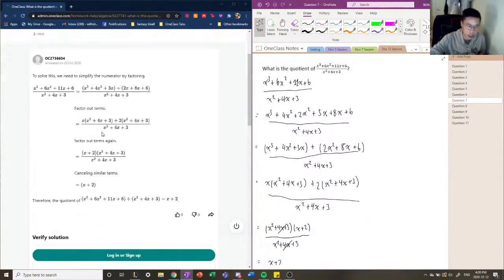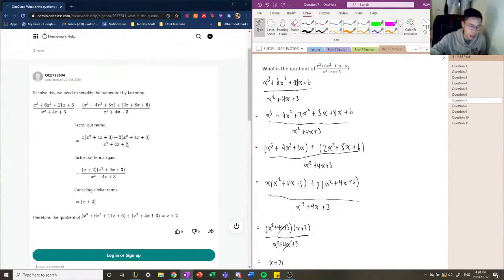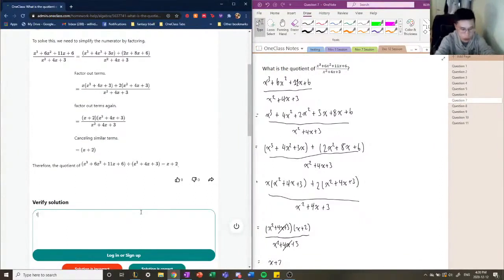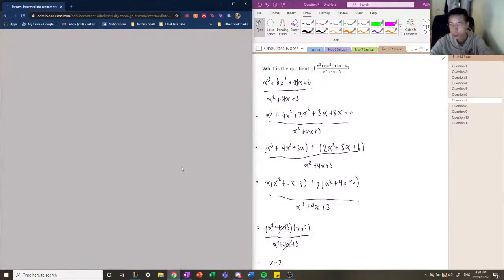The junior tutor did the same solution. All they forgot was to include an x squared here, and this is why it threw me off in the beginning. But other than that, this is the correct solution. So the solution is correct. However, in your first line, you wrote 2x instead of 2x squared. Okay, there you go. All right, let's move on to the next question here.